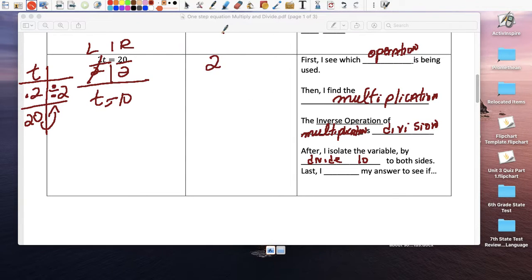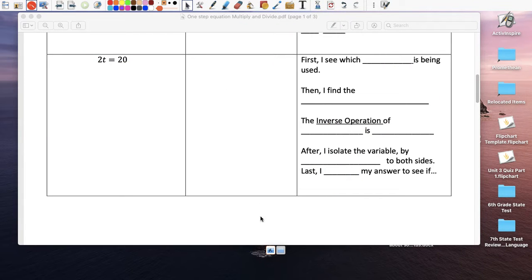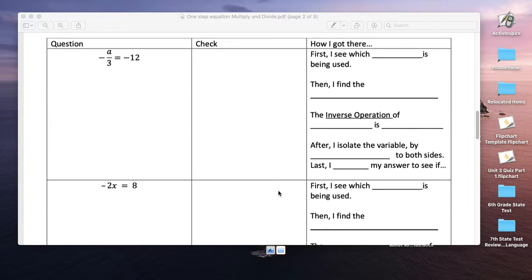So let's do our check. 2t equals 20. We're going to replace this with 10. So 2 times 10 equals 20. Is that true? Well, we know it's true. 20 equals 20. Last, I check my answer to see if 20 equals 20.